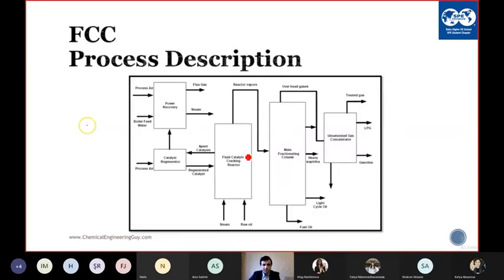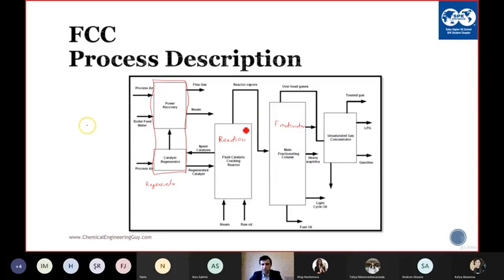Process description. So this is kind of the block flow diagram of the FCC process. This is the reaction. This is actually one column, I think. Yes. We have the regenerator, and we have the fractionator. What we do, reaction, it is obvious.